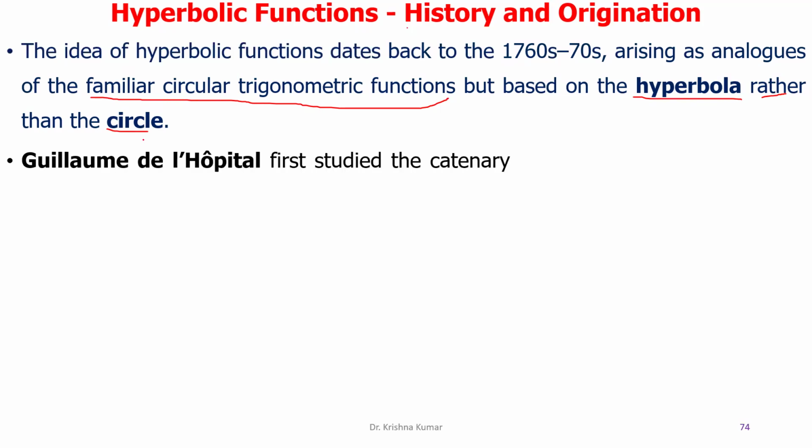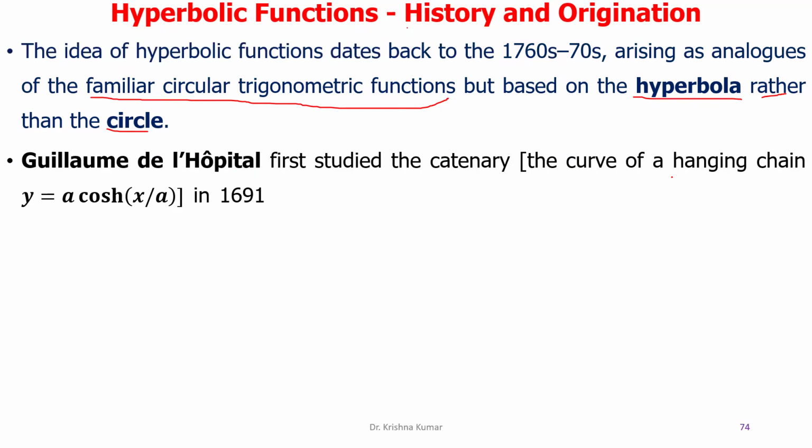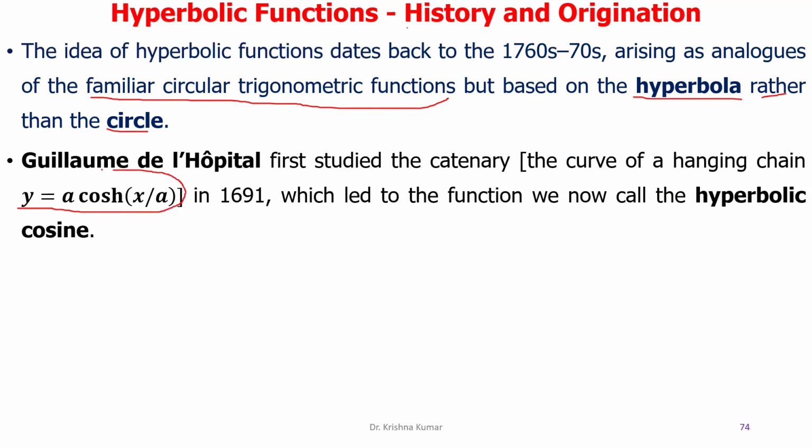Guillaume de L'Hospital first studied the catenary, the curve of a hanging chain, which is given by y is equal to a cosh of x by a, in 1691, which led to the function we now call the hyperbolic cosine function. So it was first introduced by L'Hospital in 1691.